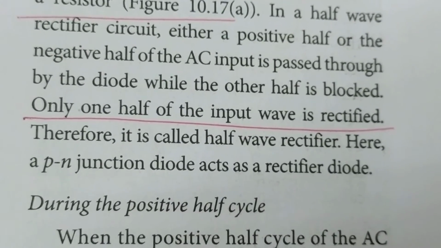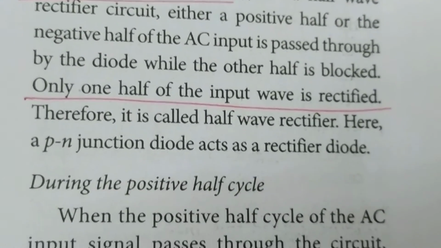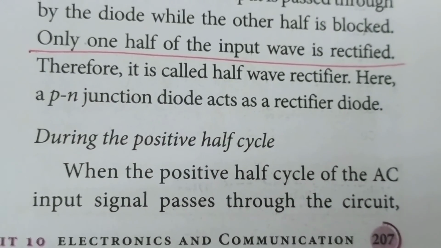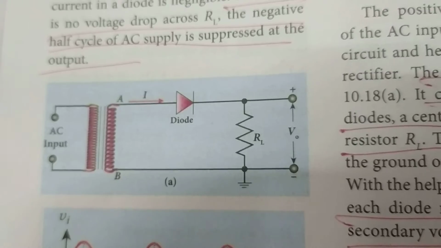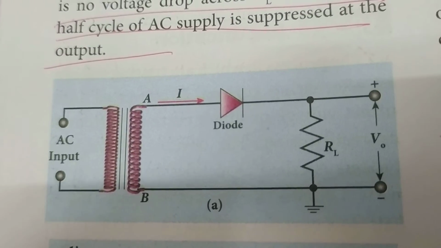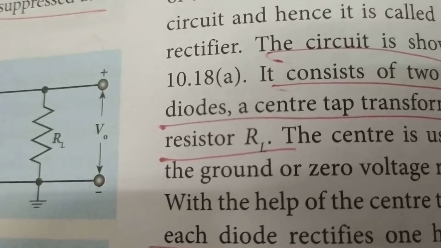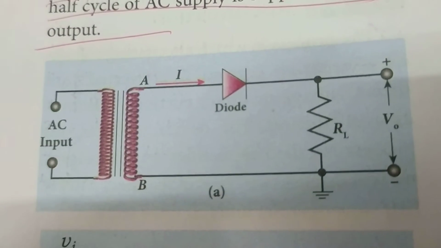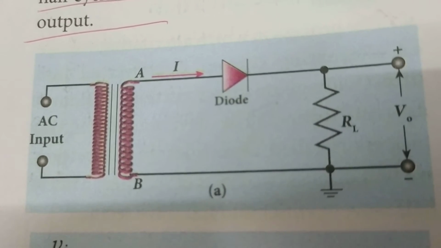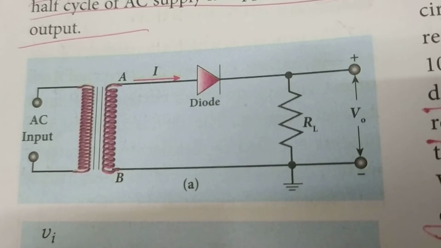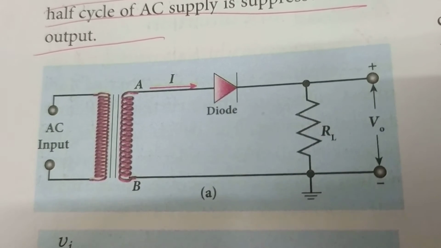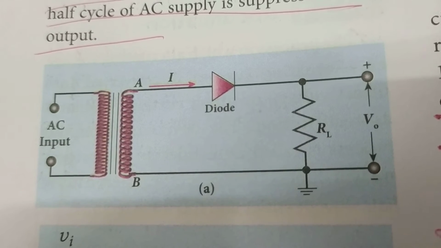Usually the PN junction diode acts as a rectifier diode, and we shall see what happens during the positive half cycle of AC and during the negative half cycle of AC. This is the circuit diagram for the half wave rectifier. We give an AC input, and this AC input is converted into the DC output VO. The AC has both a positive half cycle and a negative half cycle. There is the transformer, the diode, and RL is the load resistor. You can get the voltage across the load resistor.